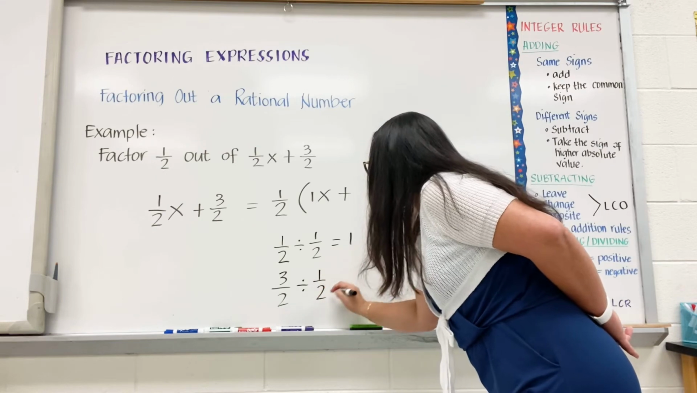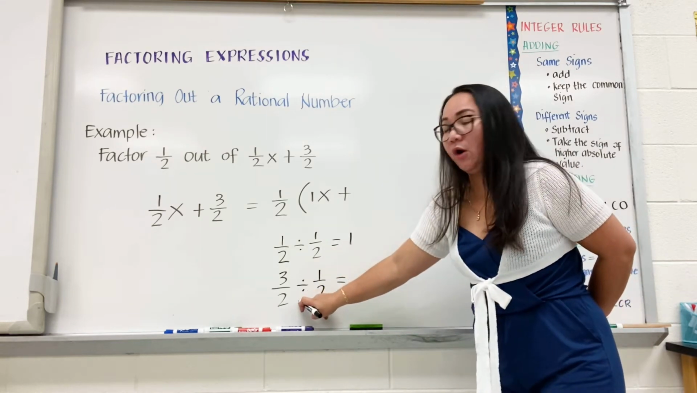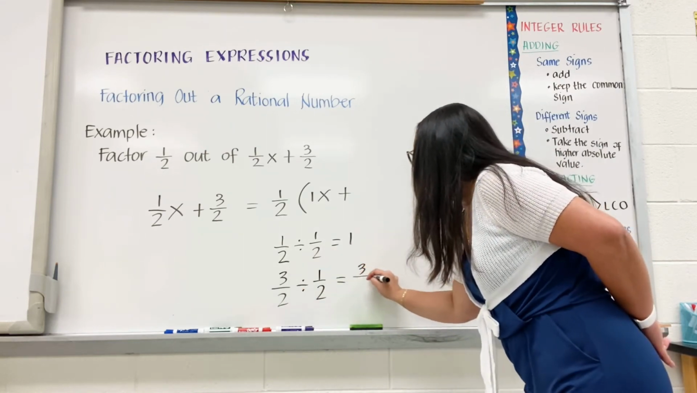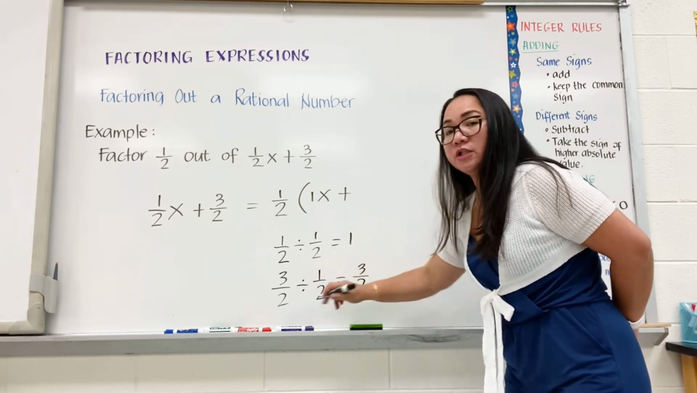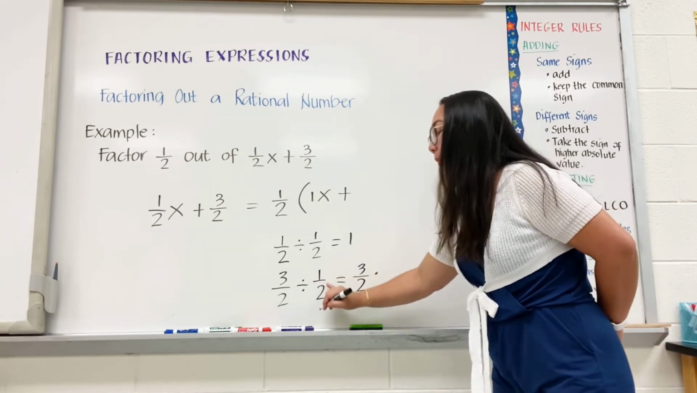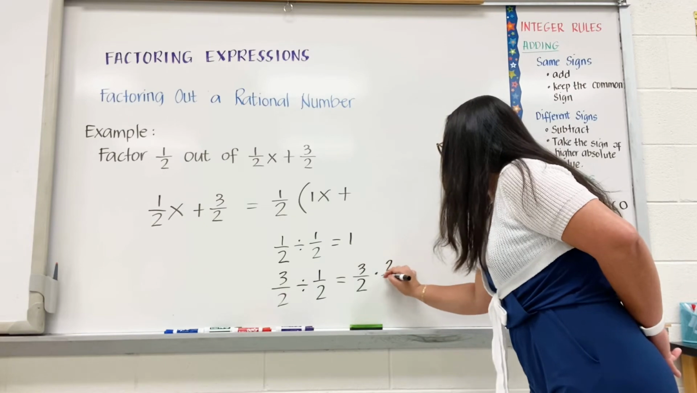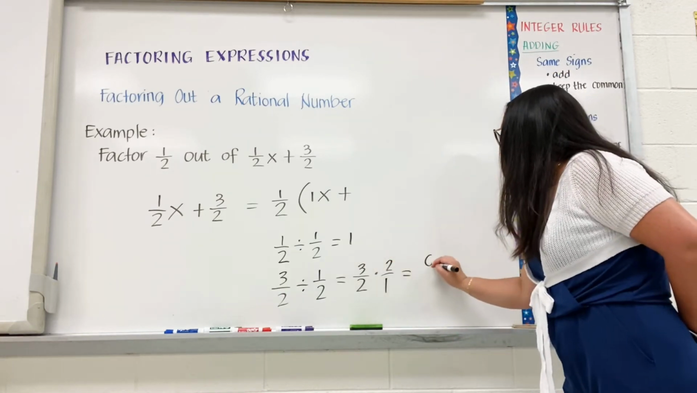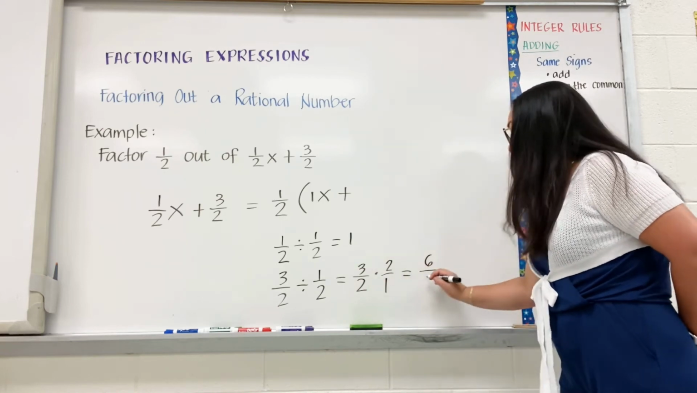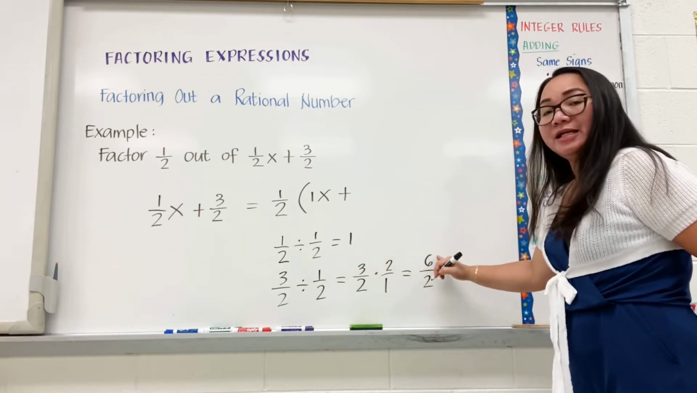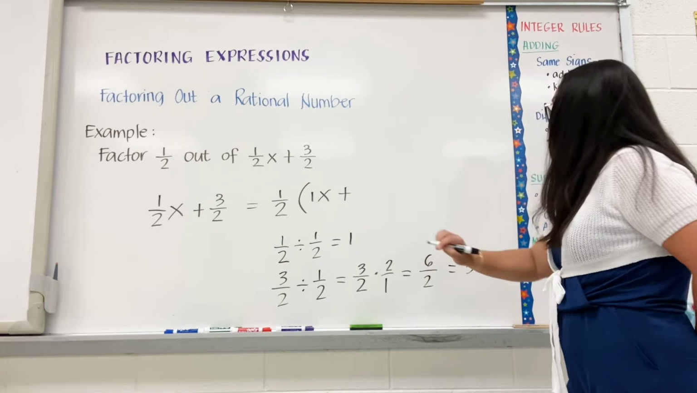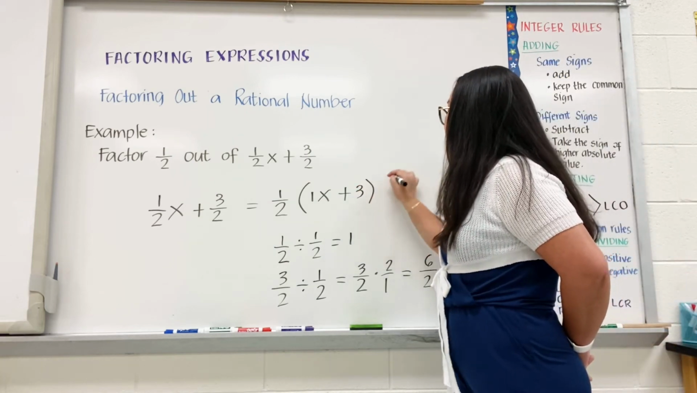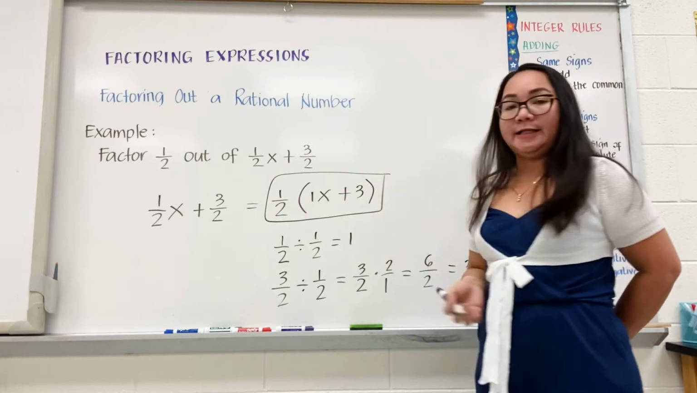So use the LCR: leave the first fraction, change the division sign to multiplication. Reciprocal of 1/2 is 2/1. Then multiply straight across. 3 times 2 is 6. 2 times 1 is 2. Simplify, 6/2 is 3. So this one is 3. So this is your answer.